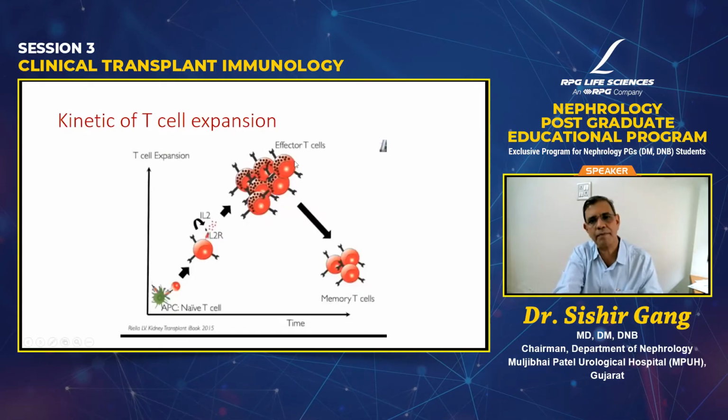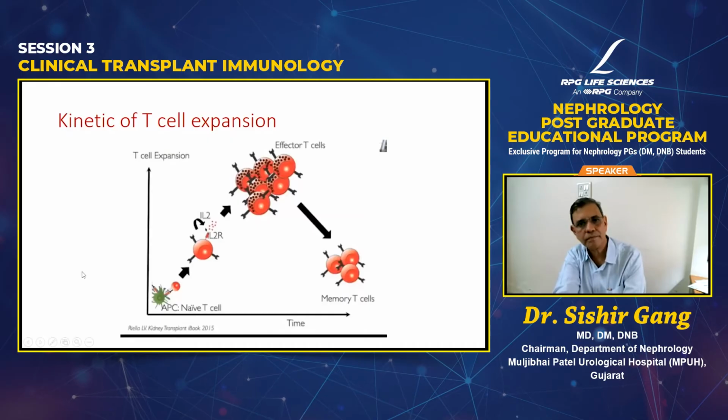Some of them will become effector cells, that is, they'll start damaging, and some of them will go to the memory. Memory is important because the time response is much shorter if you have a memory T cell, whereas in a naive T cell, it takes a longer time, which we shall see in subsequent slides.